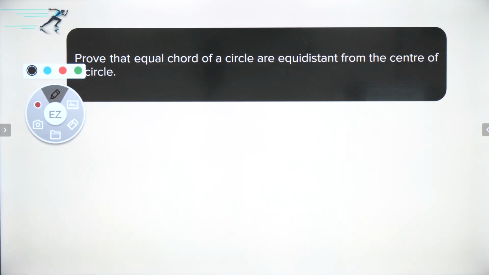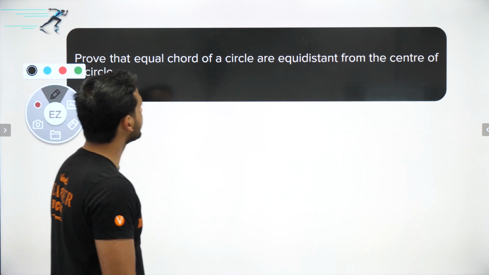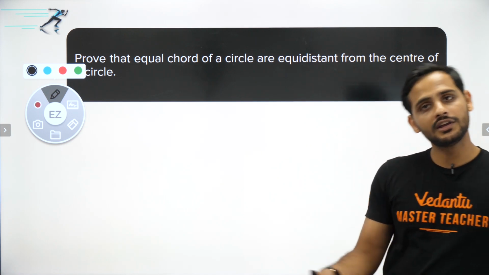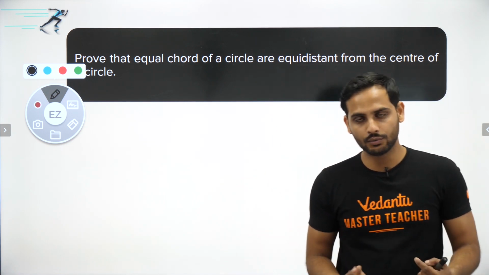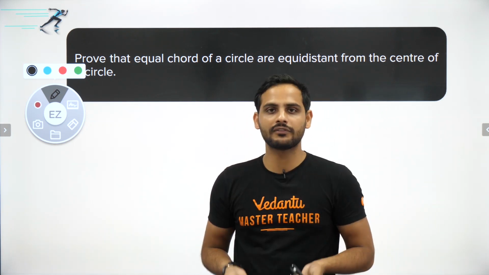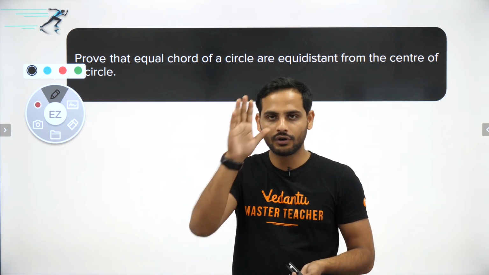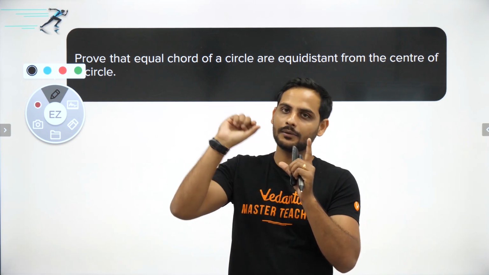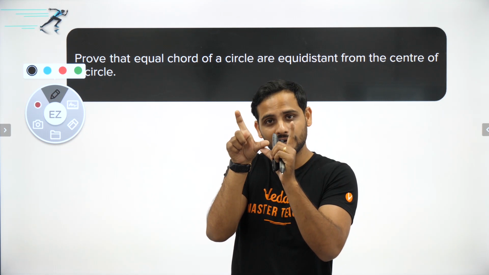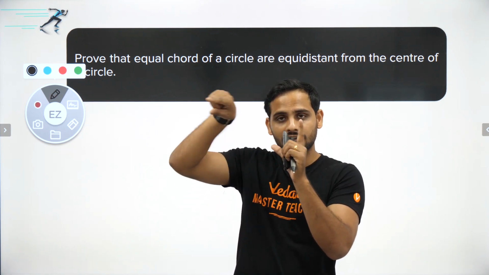Prove that equal chords of a circle are equidistant from the center of the circle. So again, here what you will do, equal chords, they have given you the chords are equal and you have to prove that the length of the perpendicular will be equal. Okay, so first draw the part, you know, equal chords subtend equal angle at the center. Then you have to prove that they are equal. That means the perpendicular part has to be equal. Correct? So this is your radius.